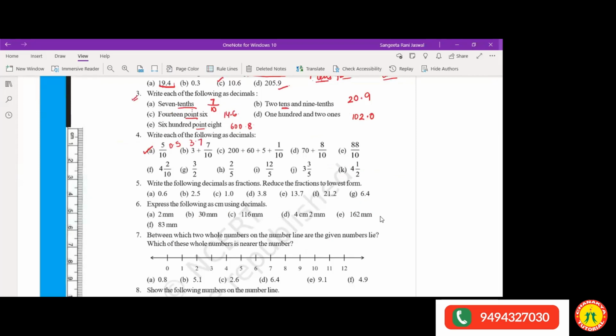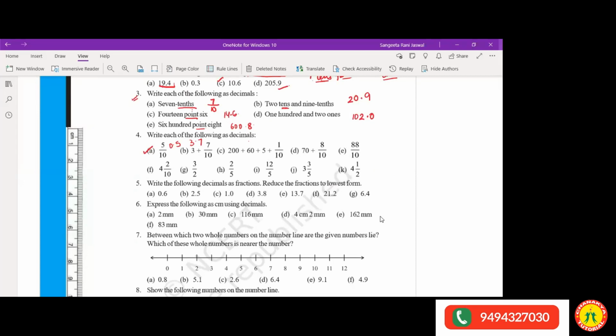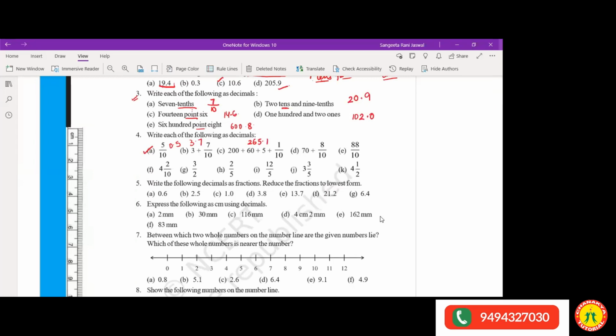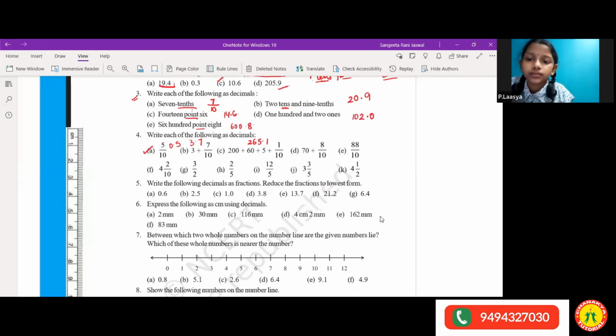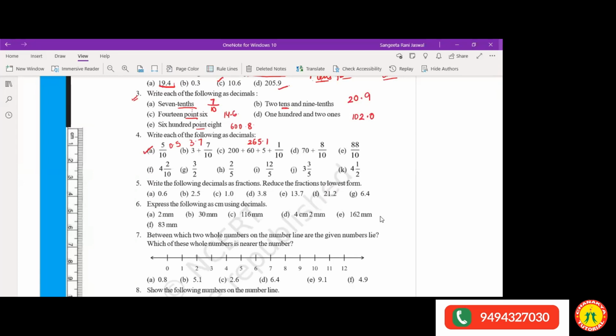Ashwath, how will you write 200 plus 60 plus 5 plus 1 by 10? 265.1. Very good. Charvik, how will you write 70 plus 8 by 10? 70.8. Very good. Now read it in words.